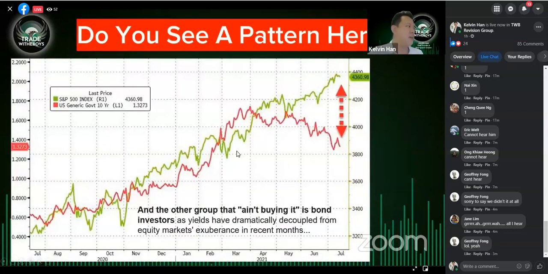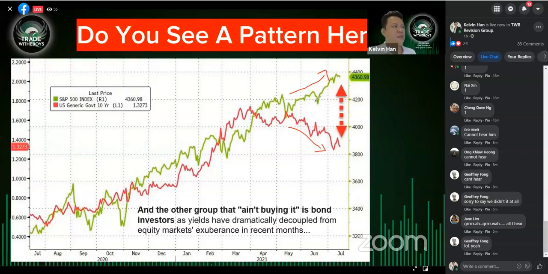All right, the last one is this one here. This is the S&P index versus the US government yields. In short, usually when the stock market is up, the bond investors also follow. Now we are seeing that the thing got a bit different. You can see that the stock market continues to go up, and the bond investors are not following in a way, the yields. That doesn't really work this way. So it seems there is some decoupling from the equity exuberance recently.